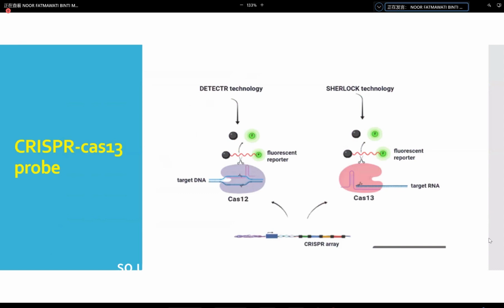So there are these three tools that have now emerged that could bind to, detect, and measure RNA: probe, primer, and now this new one called guide RNA.